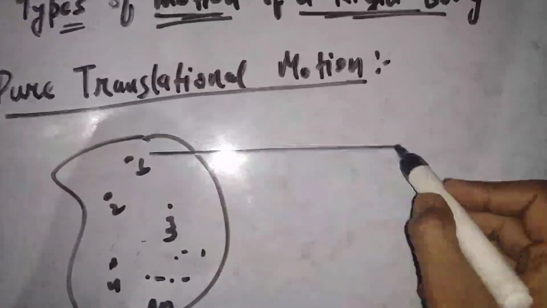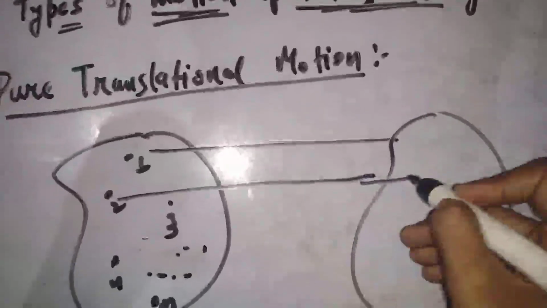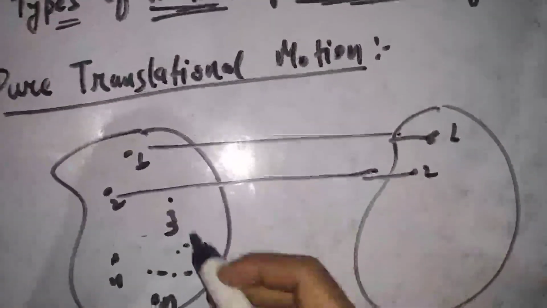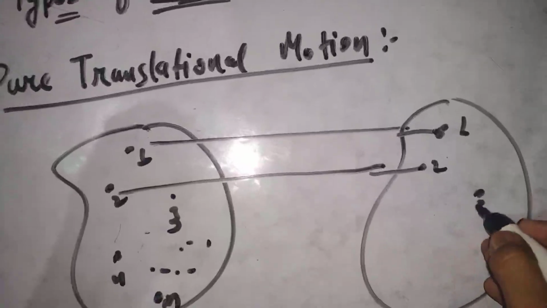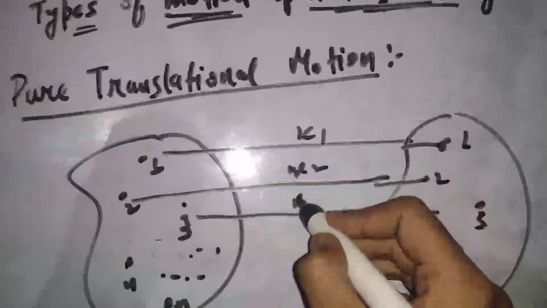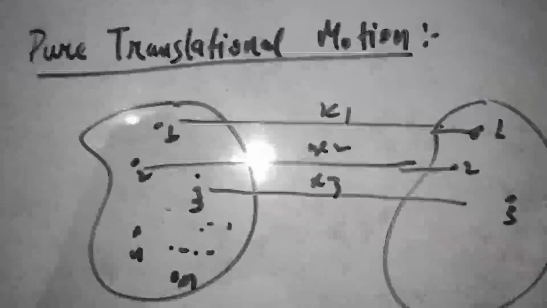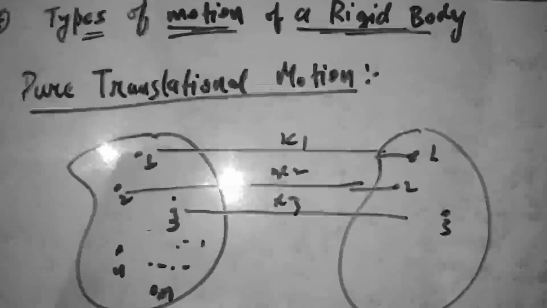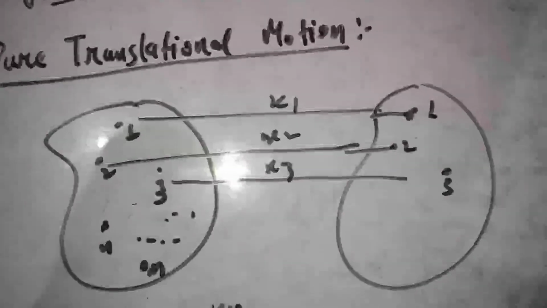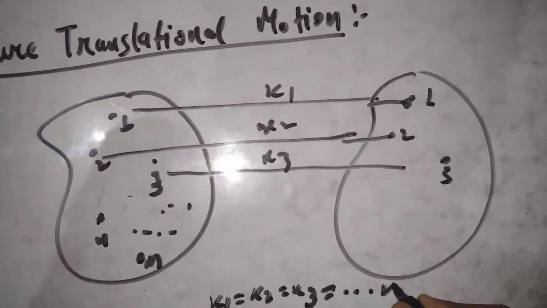In pure translational motion, the distance traveled by each particle is the same. This is particle number 1, particle number 2, and particle number 3. If this is x1, this is x2, this is x3, then in pure translational motion in a rigid body, all particles travel the same distance in the same amount of time. So we can write that x1 equals x2 equals x3 equals xn.